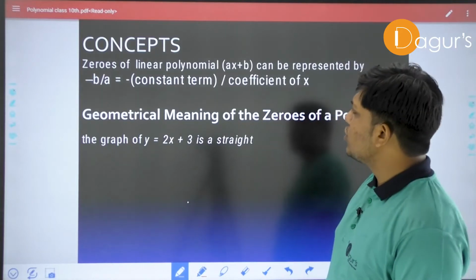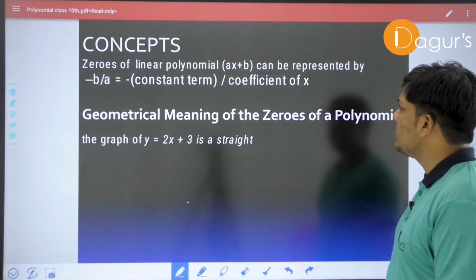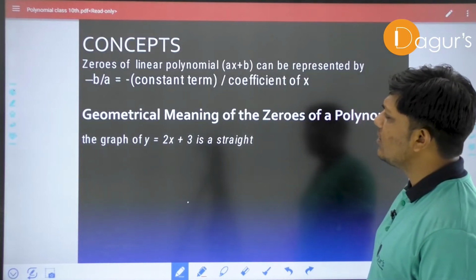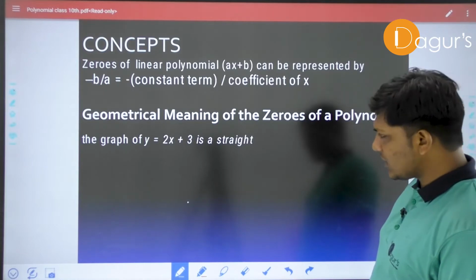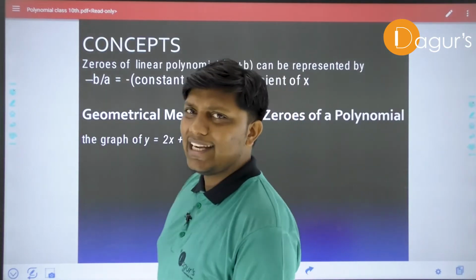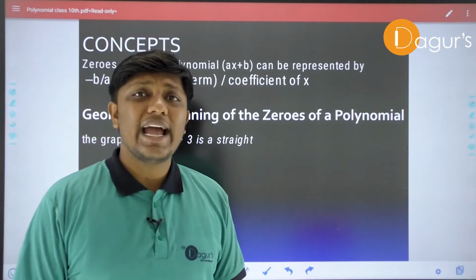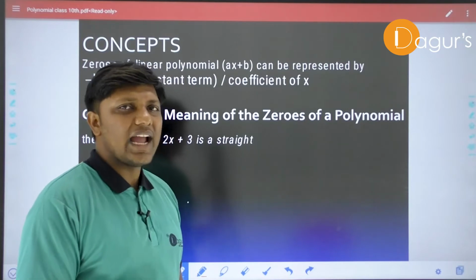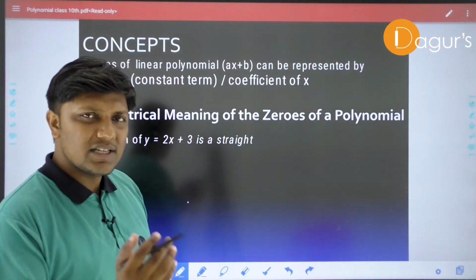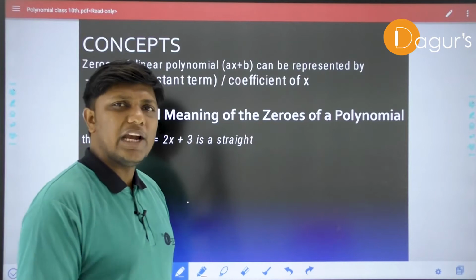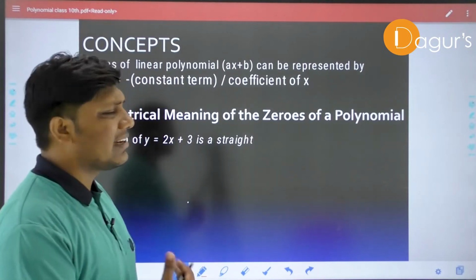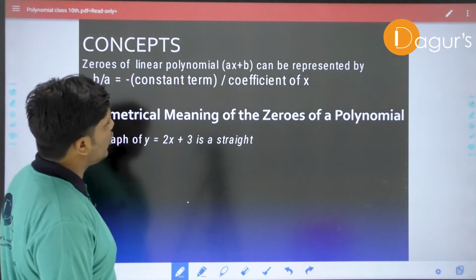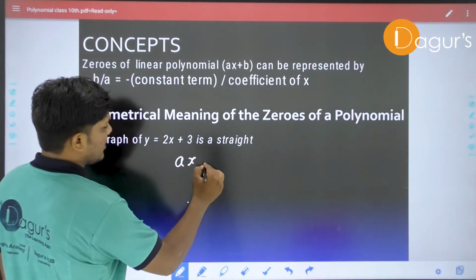Okay, the first concept is the zeros of the polynomial. The zeros of a linear polynomial ax plus b can be represented by minus b upon a, that is the constant term upon the coefficient of x. What does it exactly mean? I think you will understand this line with the help of a simple example. I am taking an example and you will know what exactly this line means. Here it is written zero of a linear polynomial ax plus b.